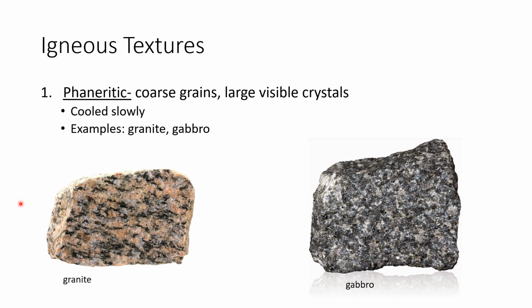The 2 examples that I have here are granite, which is a common igneous rock that you've probably seen a lot, and another one is gabbro. You can see the large visible crystals on the face of this rock.